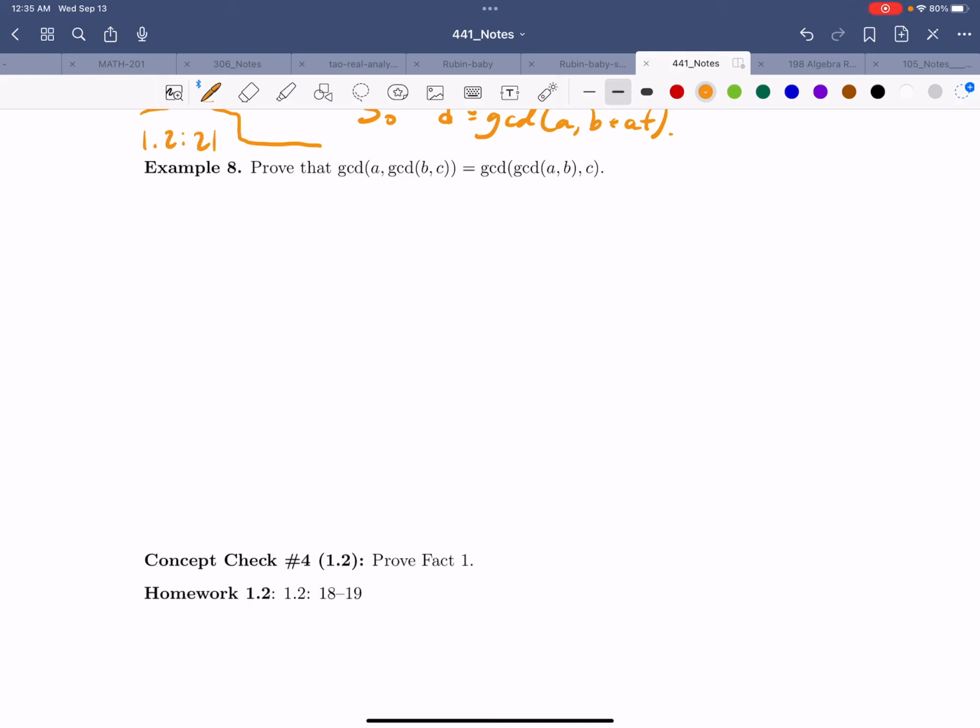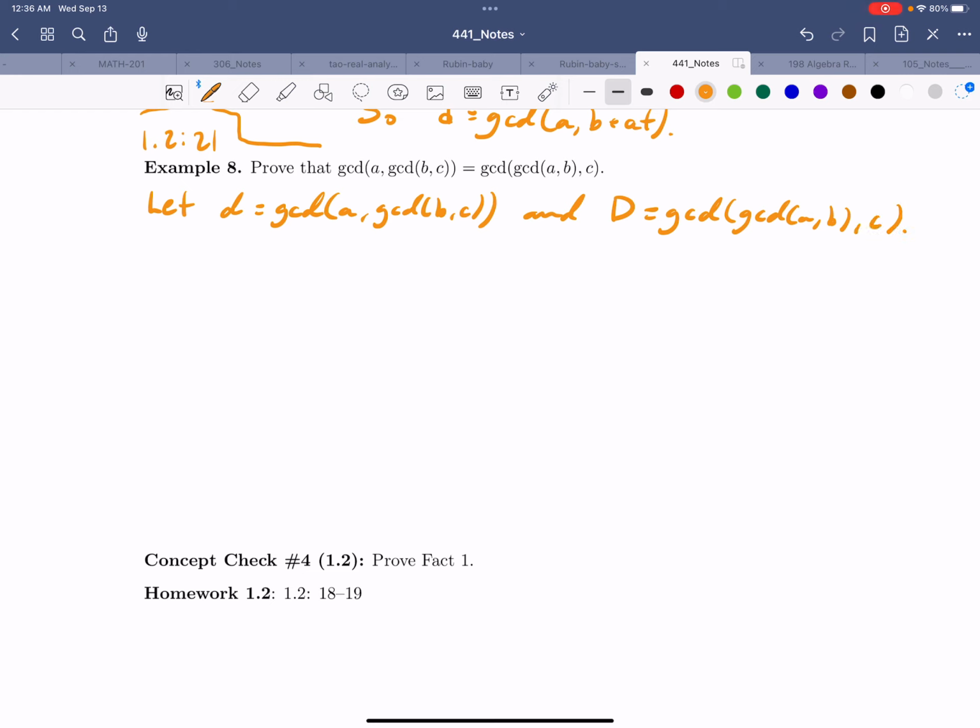Hey everyone, let's prove example 8 from the notes, or exercise 21 from section 1.2. We're going to show that these two GCDs are the same thing. The way that we show this is we show that they divide each other. So for starters, we're going to let little d equal the first GCD, and the second GCD equal big D. If you want to eschew the GCDs the way that Hungerford does, then feel free, because that's a lot of writing and nesting.